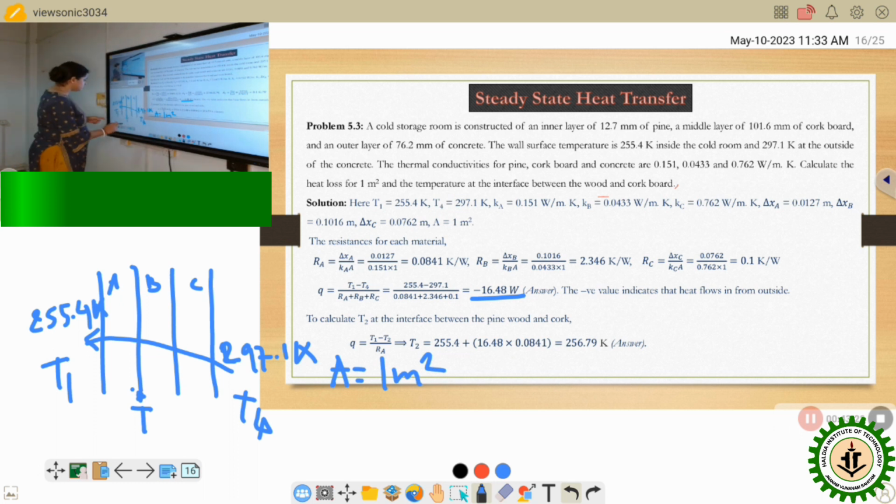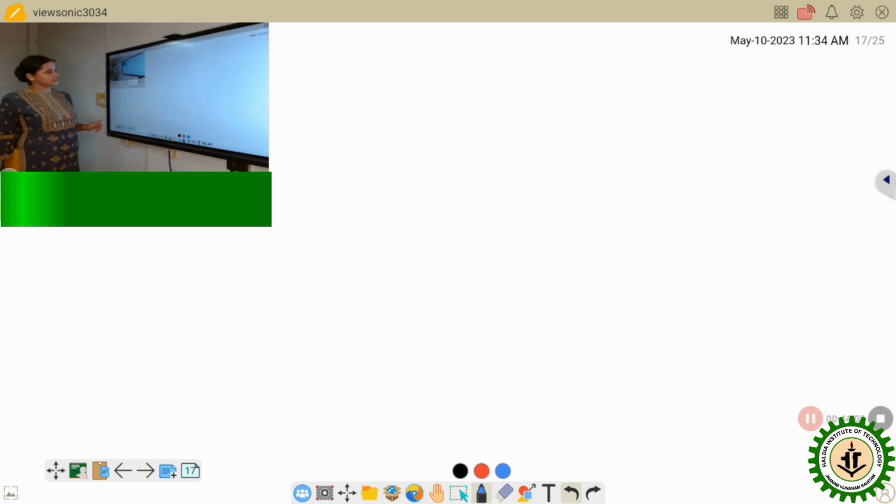To calculate T2, this interface is T2, the interface between pine and cork. I need to find out the heat transfer in this area. So here it is Q equals, Q will stay the same, and I have got the value of Q. Q equals T1 minus T2 by RA. I know the value of RA, I know the value of T1, I know the value of Q. So I can easily calculate the value of T2, which comes as 256.79 Kelvin. You can calculate yourself to check the answers. Just by saying, it won't be that easy.